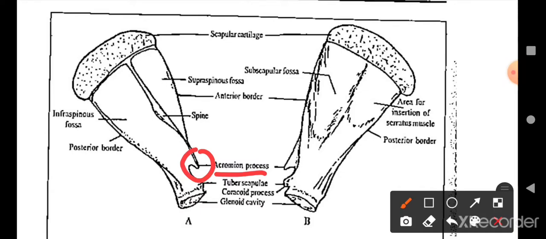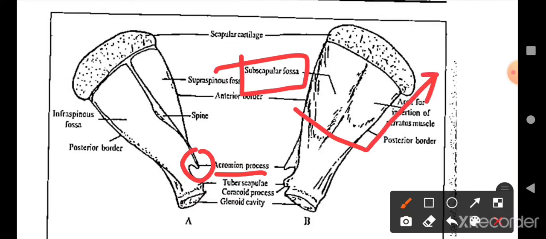And let us come to the medial surface. The medial surface has a shallow depression known as the subscapular fossa, in which the subscapularis muscle will attach, and the upper third of the medial surface of the scapula has a roughly triangular depression in which the serratus muscle will attach. Anteriorly serratus cervicis, posteriorly serratus thoracis will attach.